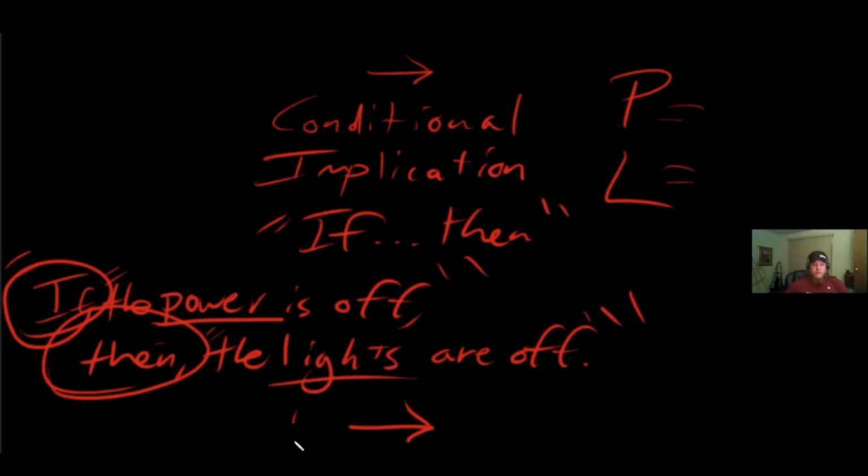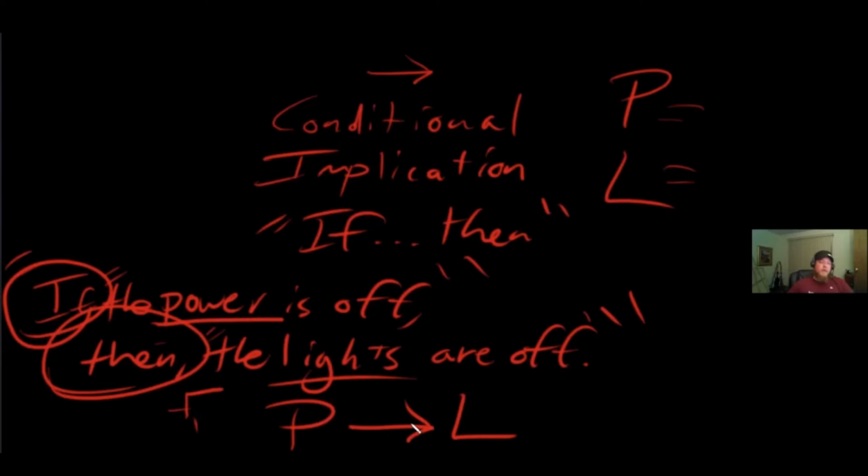I just said whatever follows if goes on the left side of the arrow. So here, P follows if, so it's going on the left side of the arrow. And then whatever follows then goes on the right side of the arrow. So I'm going to put L. This right here, I'm going to just call F1. This is the formula we're using right now. What this P arrow L says is that it's standing for the English statement, if the power is off, then the lights are off. That's all this means. If the power is off, then the lights are off. And that's really all we're doing with formal logic here.